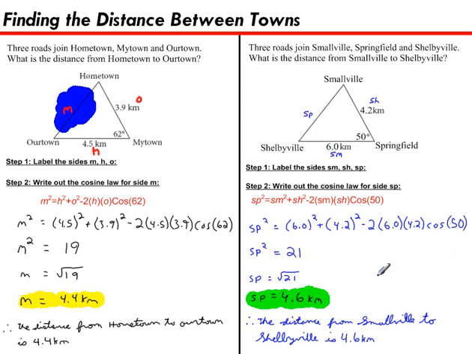All right, how did you make out? It turns out the distance between Smallville and Shelbyville is about 4.6 kilometers. And our steps were, the first thing we needed to do was label all 3 sides, so we had variables to use in our cosine law. You might have used variables that look a bit different, and that's fine, just as long as you were consistent when you wrote out the cosine law, as we did here. Then we filled in our known values. We entered all of this into our calculator to arrive at 21, took the square root of 21 to arrive at our final answer of 4.6 kilometers.